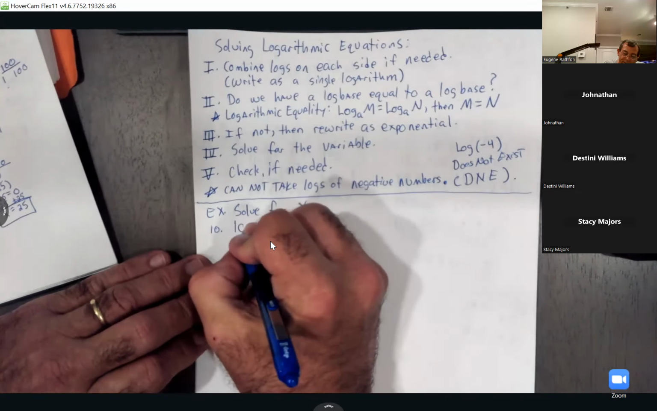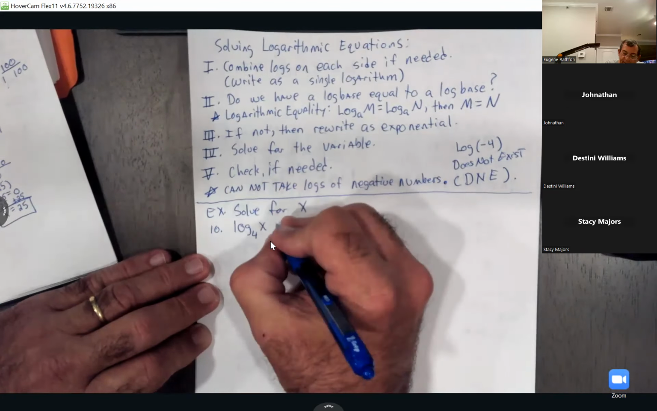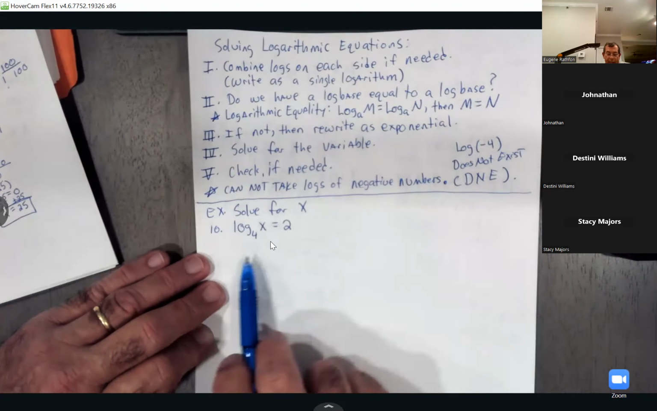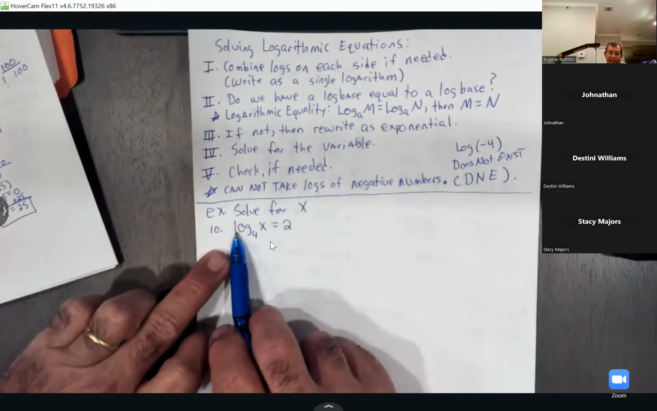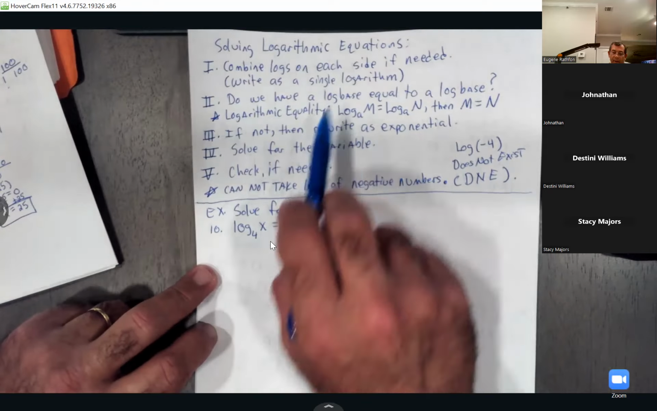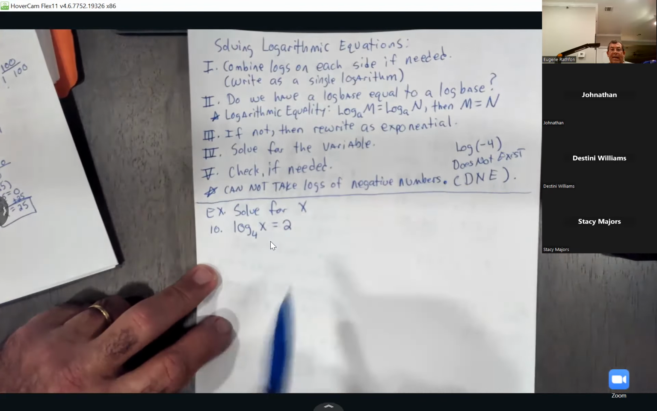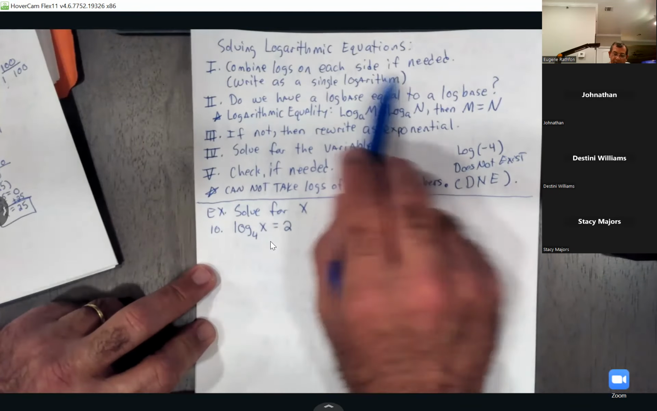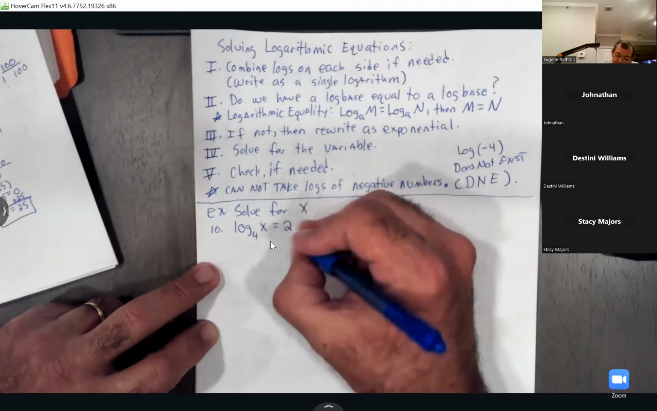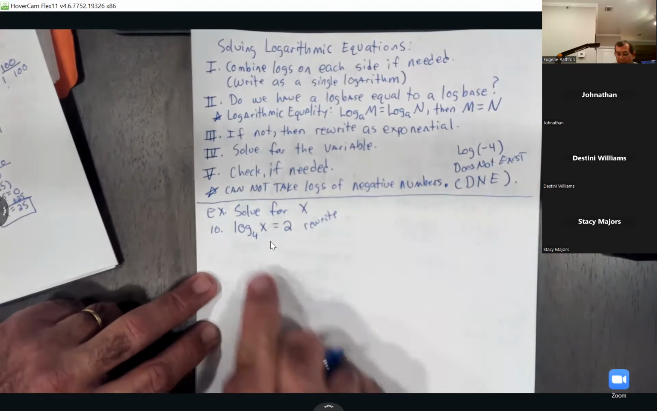So y'all going to start off with this. Log base 4 of X equals 2. So notice, I don't have but one log on one side, so there's no way I can combine any logs on either side. So there's no way I'll have a log base equal to a log base because I don't have a log on the right side. So since I don't have any of that going, I'm down to this step which says rewrite as exponential. So I'm going to rewrite this one as exponential.